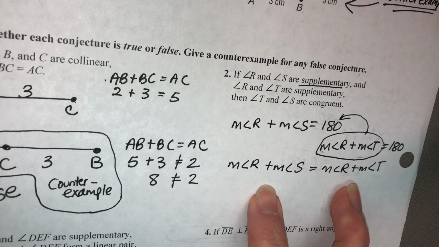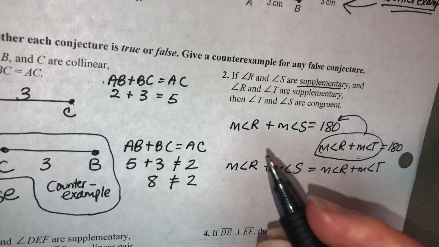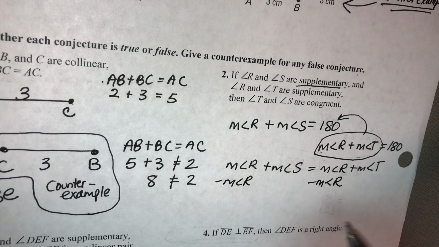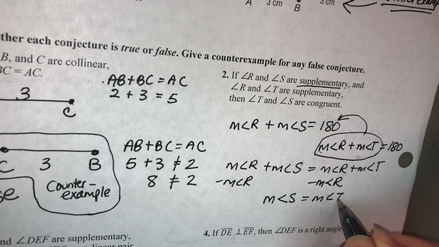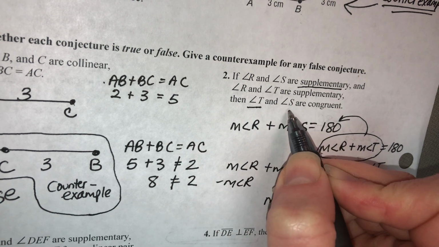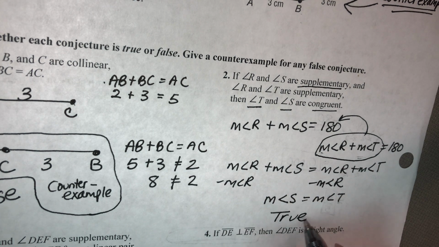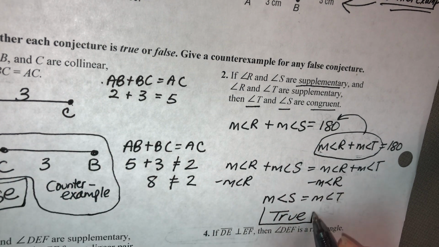Now, in algebra, you said you can do anything to both sides of an equation, as long as you do the same thing on both sides, you maintain equality. So I'm going to subtract the measure of angle R on both sides. So now I have measure of angle S is equal to the measure of angle T. Now it says angle T and angle S are congruent. Yes, if their measures are equal, the angles are congruent. So this is a true statement. So the first one was false, the second one is true.